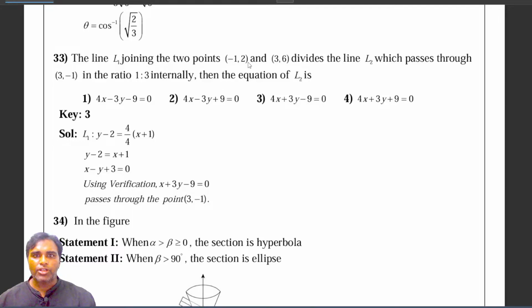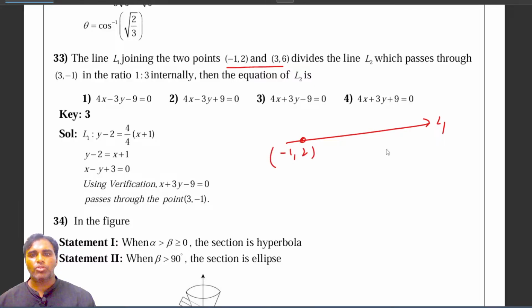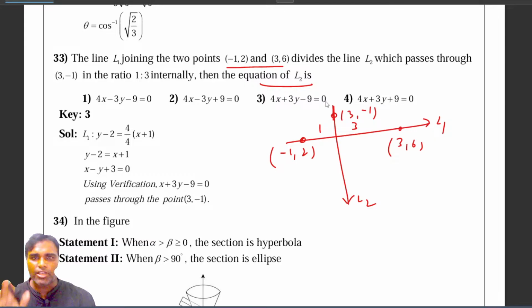L1 joining 2 points, -1 comma 1. The line L1 is joining 2 points -1 comma 2 and 3 comma 6. Another line L2 passes through 3 comma -1, so this is line L2 which passes through 3 comma -1, and divides this line 1:3. Now the equation of L2 we have to find. Again, take a pause, stop, use the method they have given.